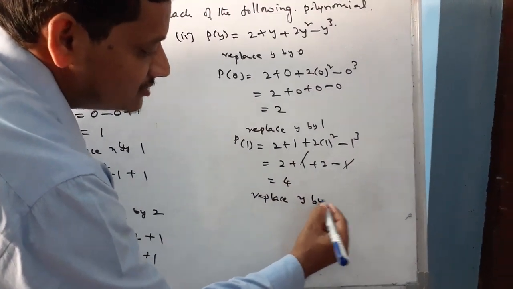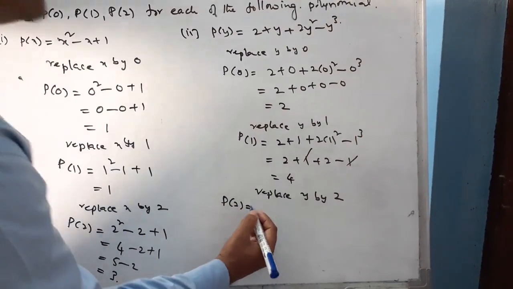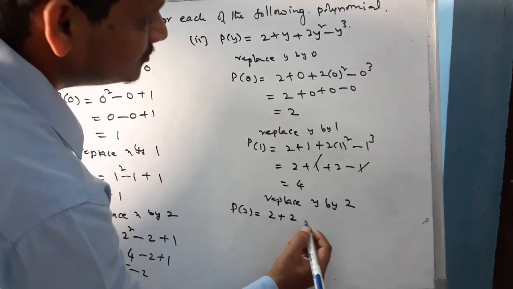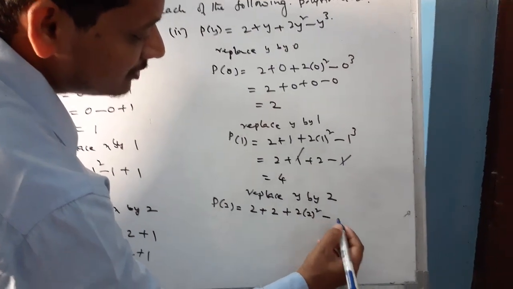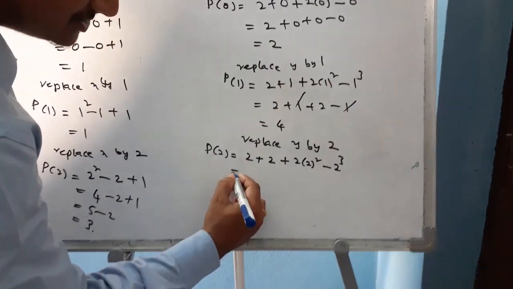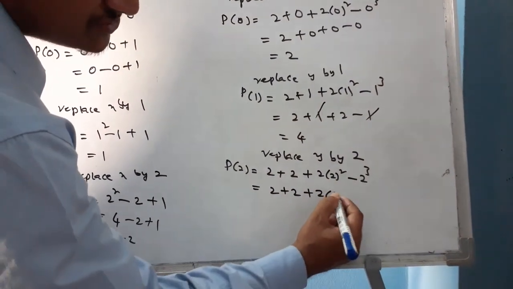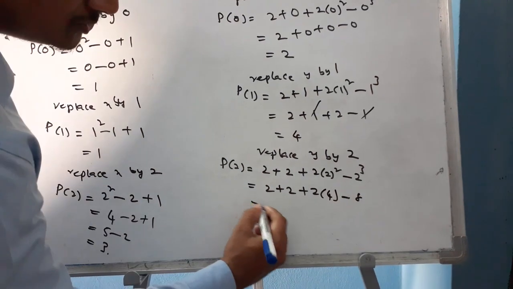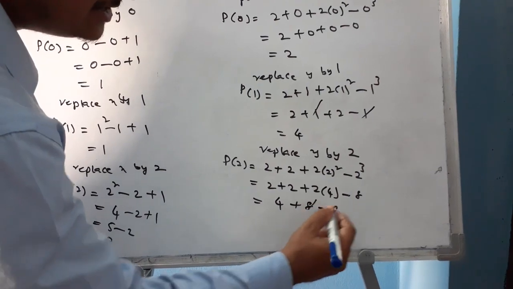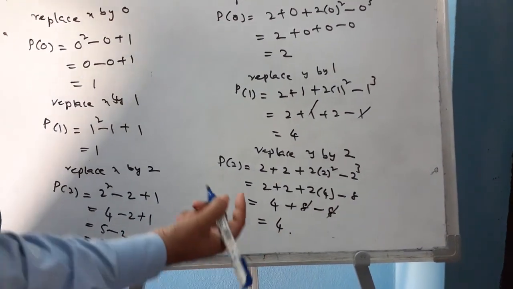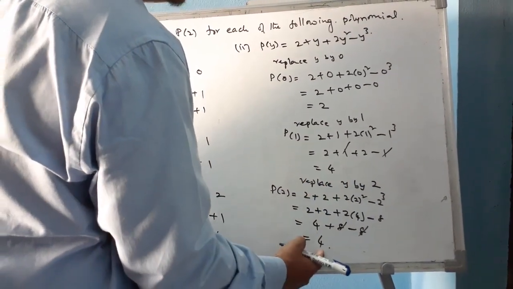Next, replace y by 2. So that is p of 2. P of 2 means here 2 plus y means 2, plus 2y square, 2 into 2 square, minus y cube. Y cube means here it is 2 cube. That is equal to 2 plus 2 plus 2 into 2 square means 4, minus 8. So 2 plus 2 means 4, plus 2 fours are 8, minus 8. 8 will be cancelled. We will get the 4. So here p of 0 equal to 2, p of 1 is equal to 4 and p of 2 is equal to 4.